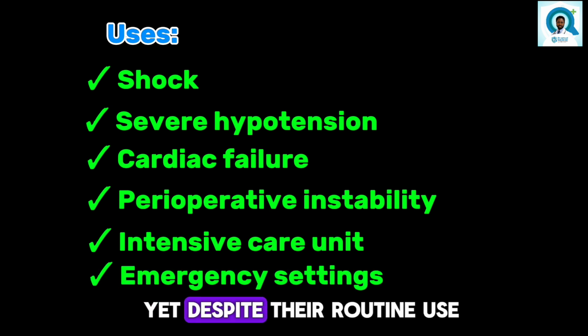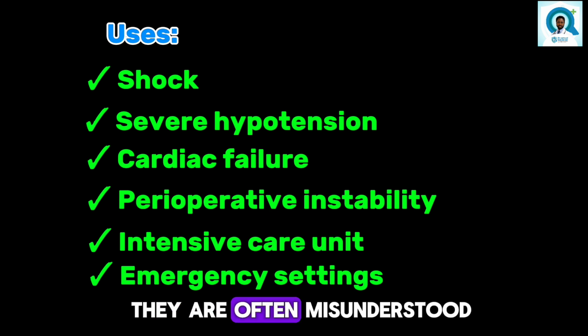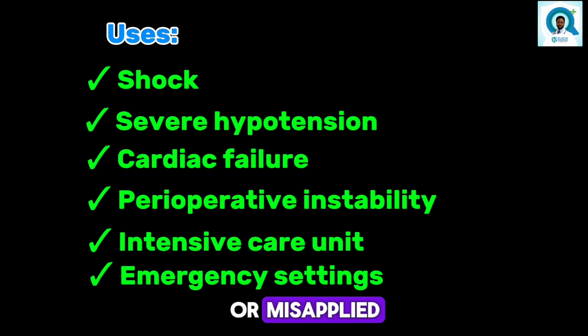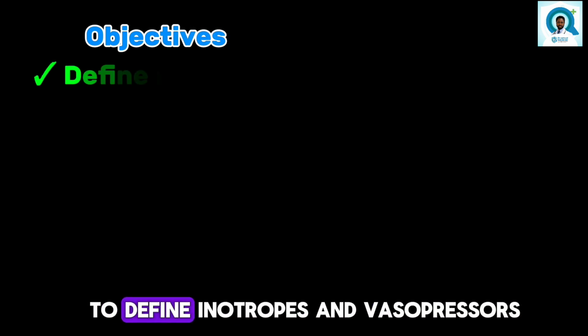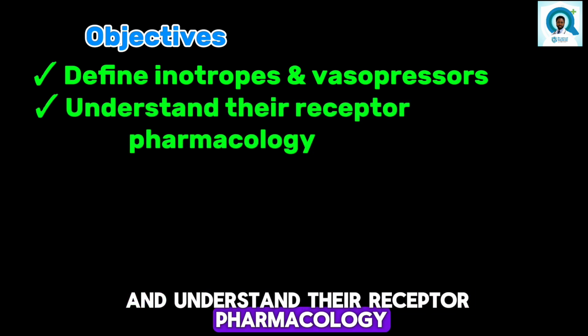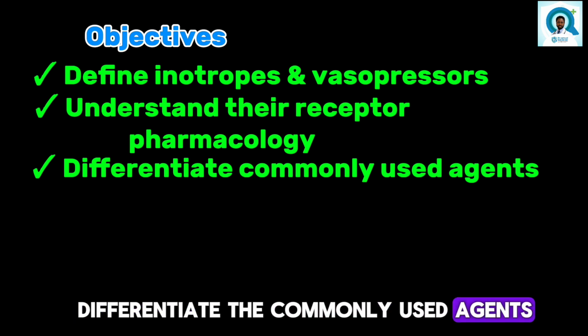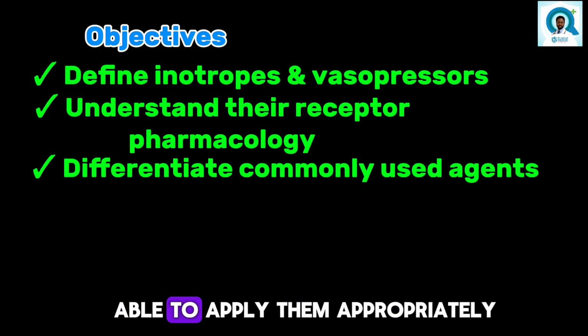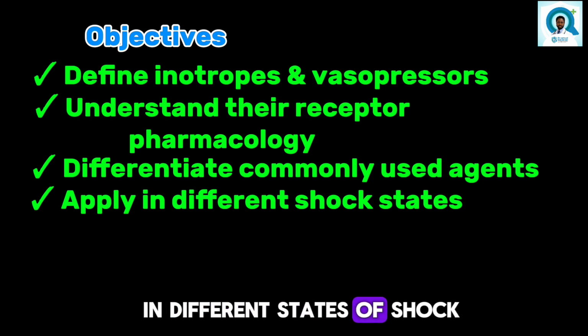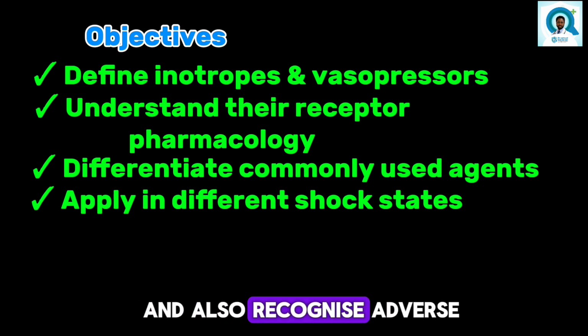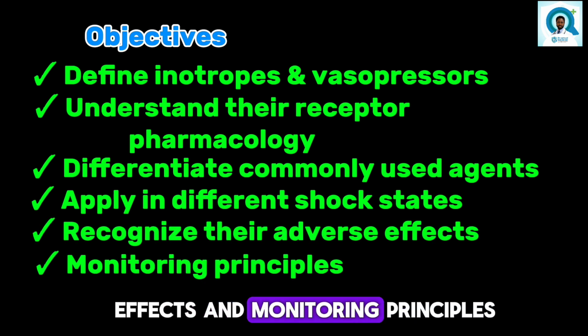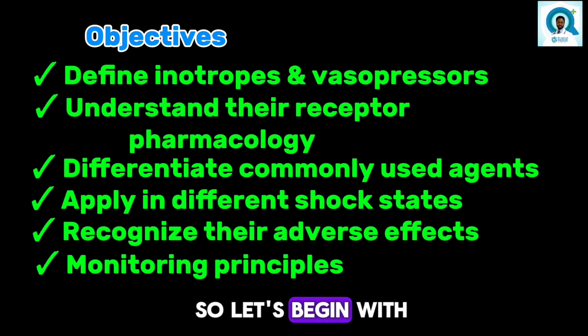Yet, despite their routine use, they are often misunderstood or misapplied. By the end of this session, we should be able to define inotropes and vasopressors and understand their receptor pharmacology, as well as to differentiate the commonly used agents. We should also be able to apply them appropriately in different states of shock and also recognize adverse effects and monitoring principles. So let's begin with the basic physiology.